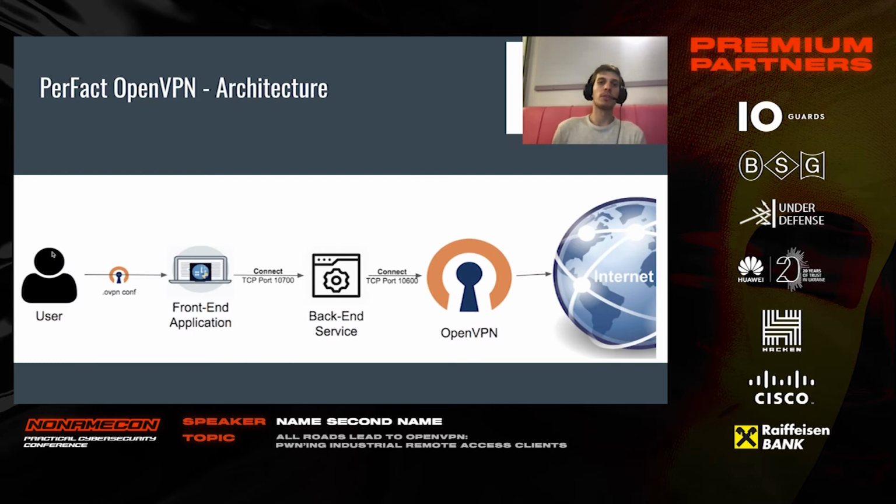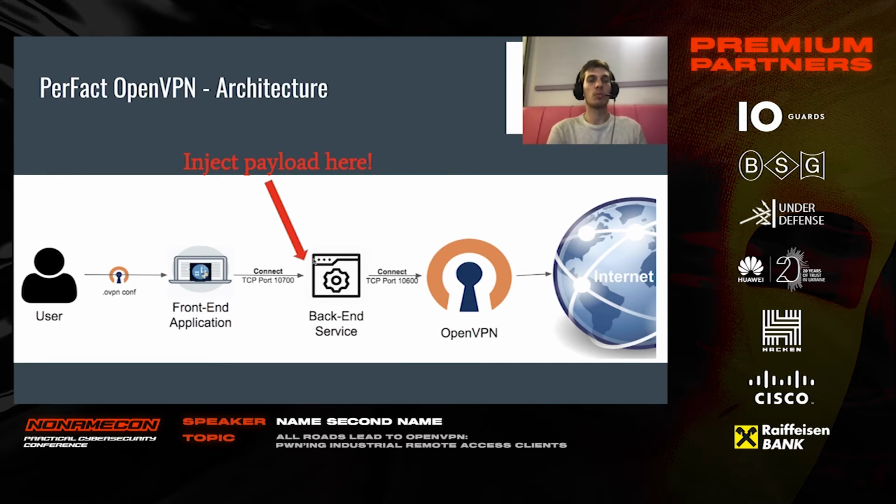So the entire diagram looks like this. We have the front-end application, this time with the logo of Perfect, and the front-end application connects to the backend service using TCP port 10700, and it sends to the backend service the config with the actual OpenVPN config, which will then start the OpenVPN instance, and the OpenVPN instance will listen on TCP port 10600, and it will wait for commands from the backend service, which will tell it, take this configuration received from the user and execute it, or start the tunnel using this configuration. So our goal obviously was to inject the payload over here.